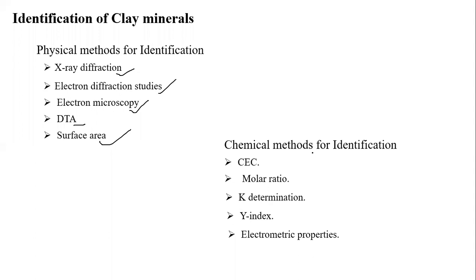Coming to the chemical methods, we can see CEC, cation exchange capacity, molar ratio, potassium determination, and Y-index, some electrometric properties. So like this, we can see what the different methods of identification of clay minerals are. Now the further slides will continue like this.